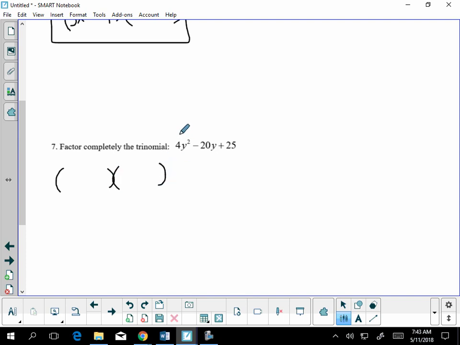For 4y, actually I'm going to write the word FOIL because I'm going to do the opposite of FOIL. If you want to write down a box, feel free to. I'm going to look at that first term, 4. Well, I know 2 times 2 gives me 4, so I know that first term is done. Then I'm going to look at my last term, 25. 5 times 5 is 25.